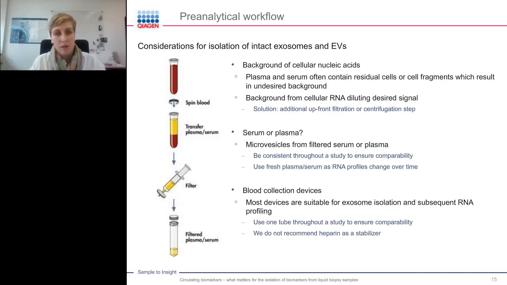Another aspect to consider is the blood collection device. From our experience, we know that most of the blood collection tubes are suitable for exosome isolation and subsequent RNA isolation and profiling. However, again, here it's important that you ensure to use the same blood collection device or blood tube throughout your experiment and for all your analysis.